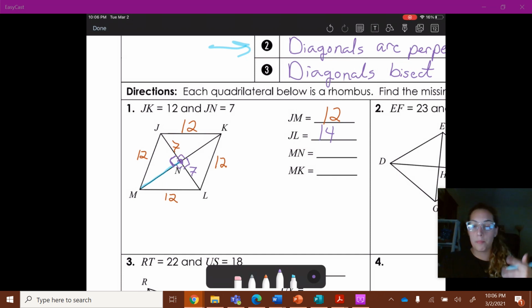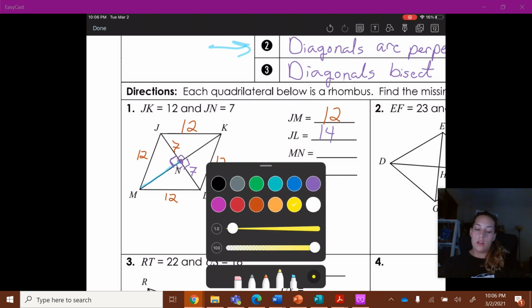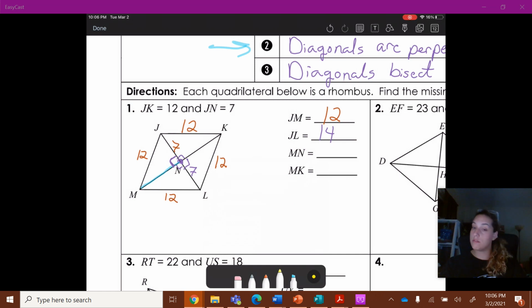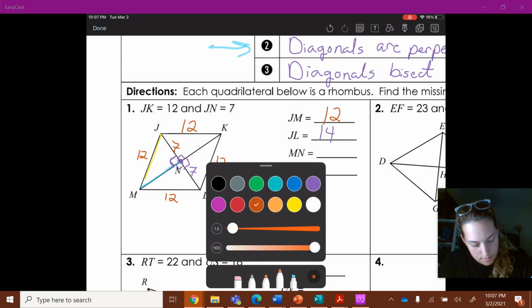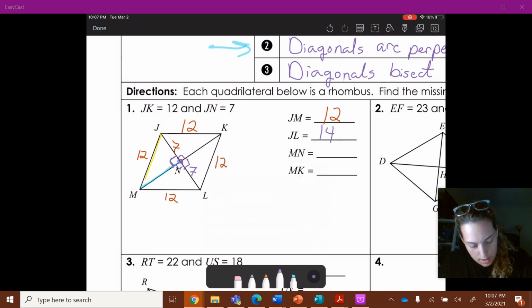And remember how in rectangles we had those right triangles inside the rectangle. Well, we also are going to have right triangles inside of a rhombus, and I'll show you exactly where they are. I'll highlight them for you. Right here, here's a right triangle.